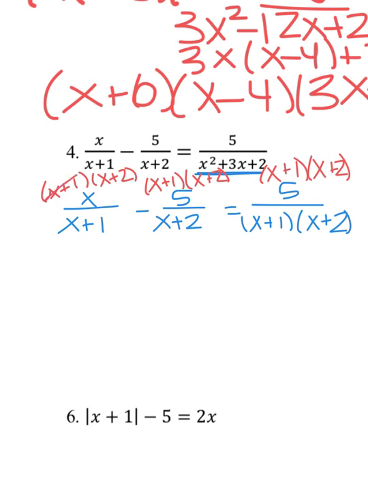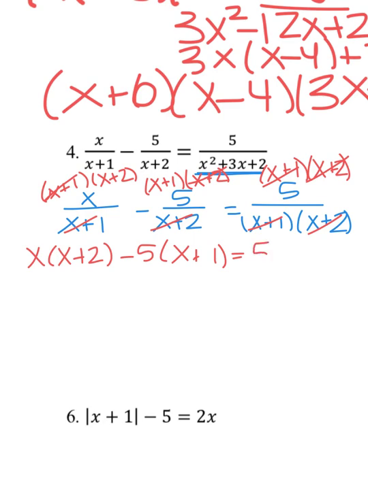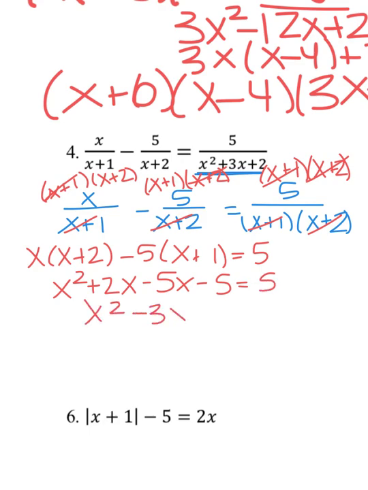Okay, x plus 1 gets rejected. This is x times x plus 2. X plus 2 gets rejected, so I have minus 5 times x plus 1 equals... x plus 1 gets rejected, x plus 2, not rejected, gets canceled out, I'm sorry. X plus 2 gets canceled out, so I have equals 5. So this is x squared plus 2x minus 5x minus 5 equals 5. X squared minus 3x. If I subtract that 5 over, I have minus 10 equals 0.